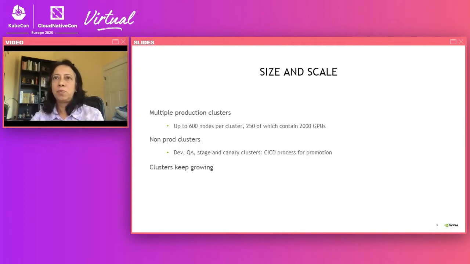Our system needs to support multiple production clusters, each with up to 600 nodes, 250 of which contain 2,000 GPUs. Along with this, we have several non-prod clusters where we need to support the same logging and monitoring stack. We use a CI/CD process for promotion to manage these. These clusters keep growing.